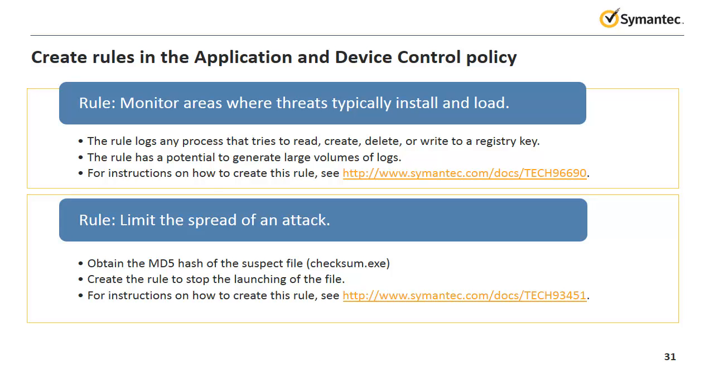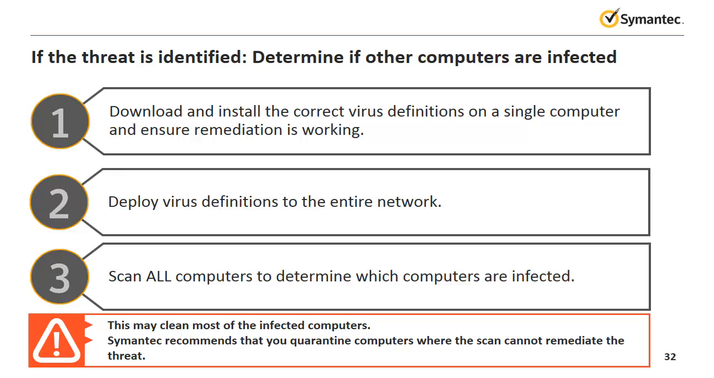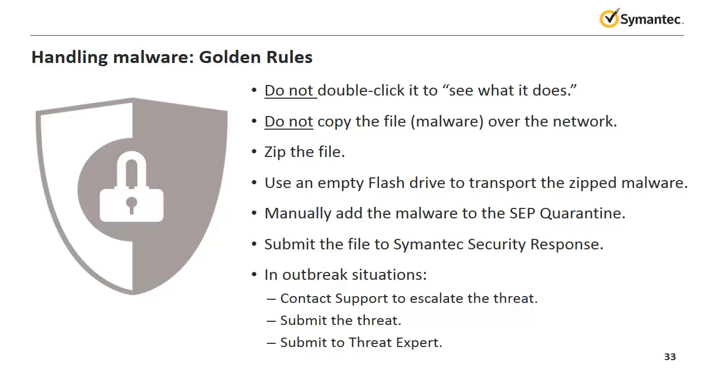You can also create rules in the application or device control policy, as shown on the screen. Rules include monitoring areas where threats frequently load and limiting the spread of an attack. If the threat is identified, determine if other computers are infected. You can do this by installing virus definitions on a single computer to ensure remediation works. After deploying definitions to the entire network, run a scan to determine which computers are infected. These steps should clean most infected computers, but if you have machines that cannot remediate, isolate them from the network. After the threat is identified, follow these rules when handling malware.